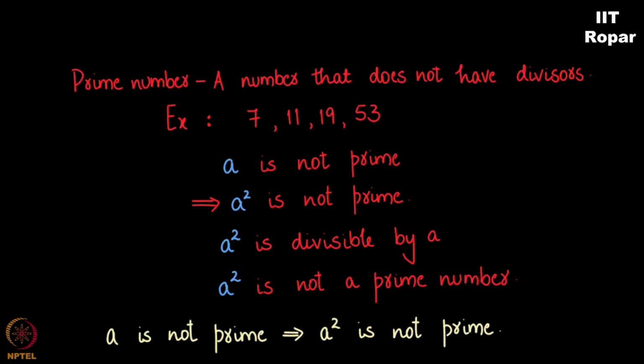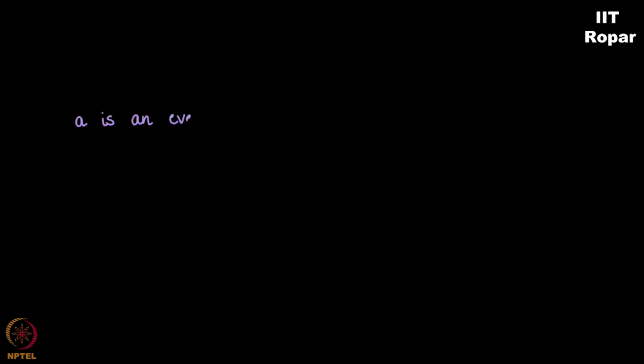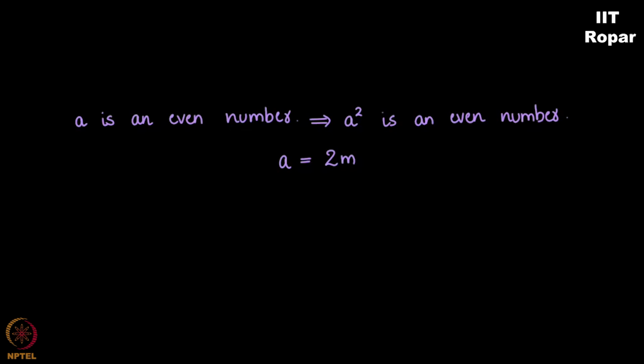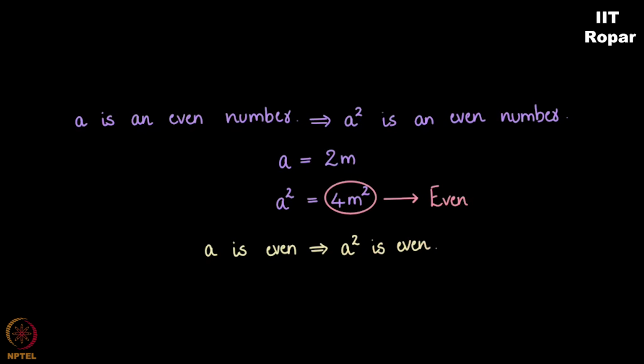Let me take another example, second example. A is an even number implies A square is an even number, correct? Why? Whenever A is even, A is of the form 2n, A square will be of the form 4n square, which obviously is an even number. As you can see, you have a multiple of 4, which is always even. So A is even implies A square is also even.